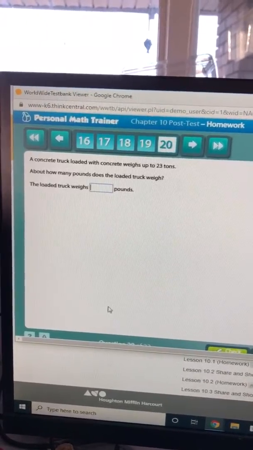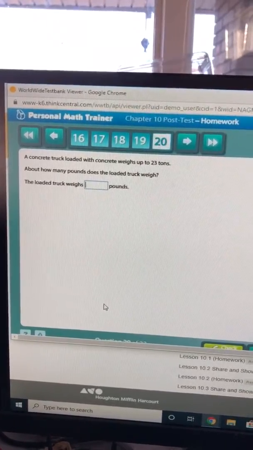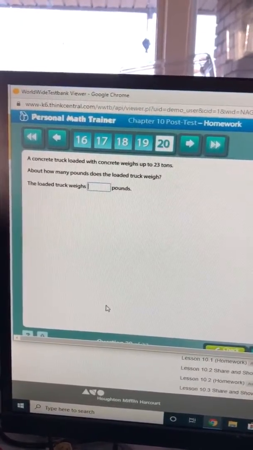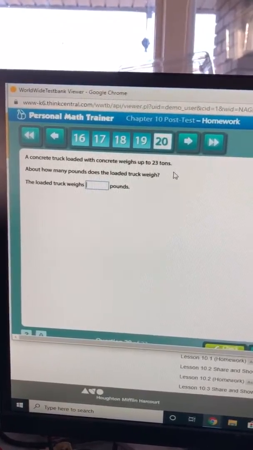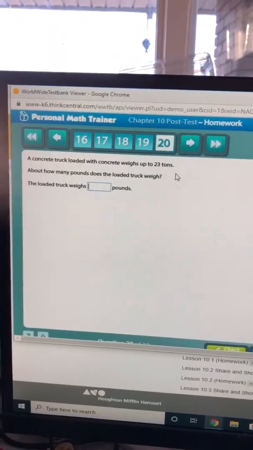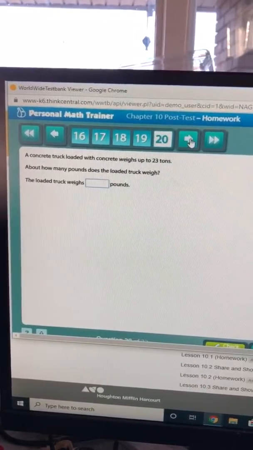A concrete truck loaded with concrete weighs up to 23 tons. How many pounds does the loaded truck weigh? Well, how many pounds are in a ton? However many pounds are in a ton, multiply it by 23 to figure out the total pounds.